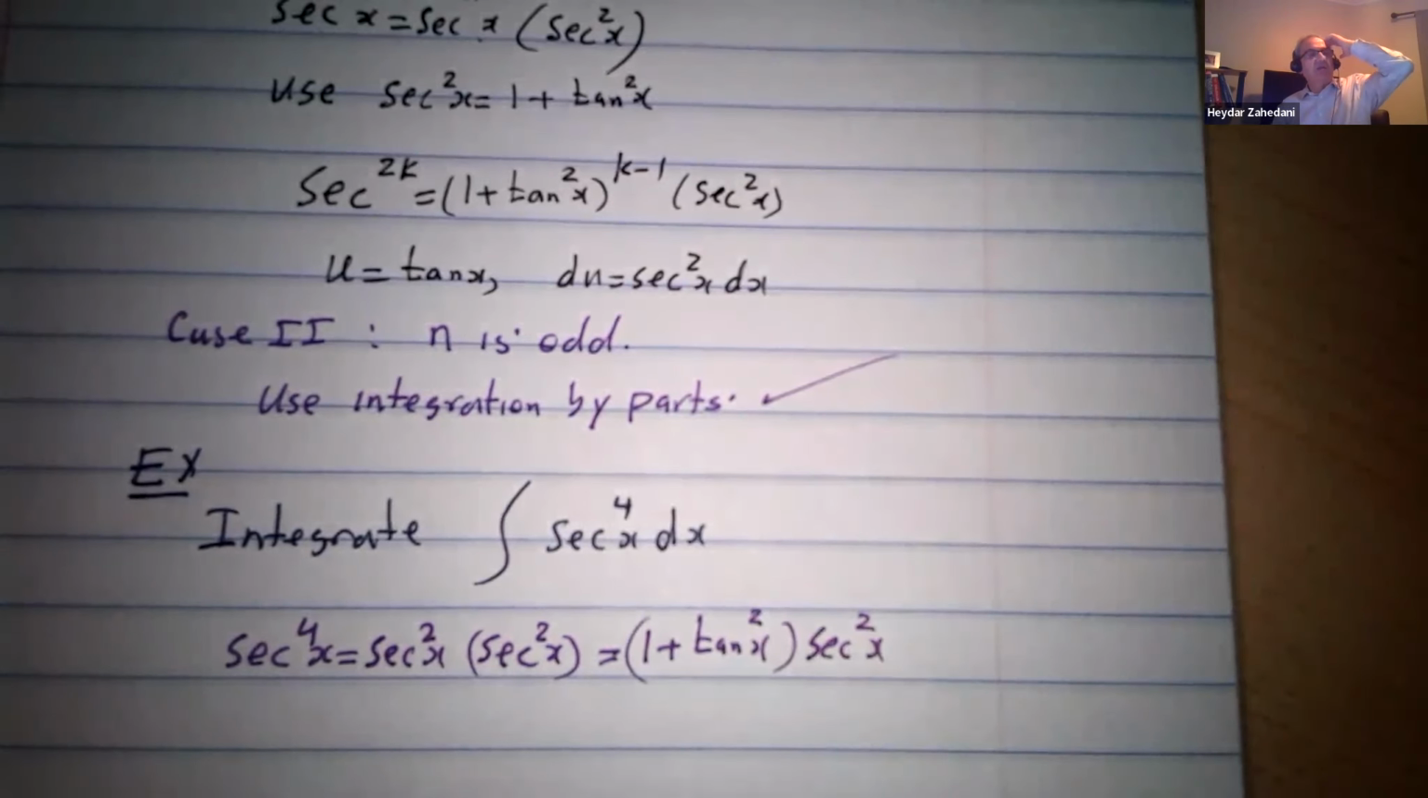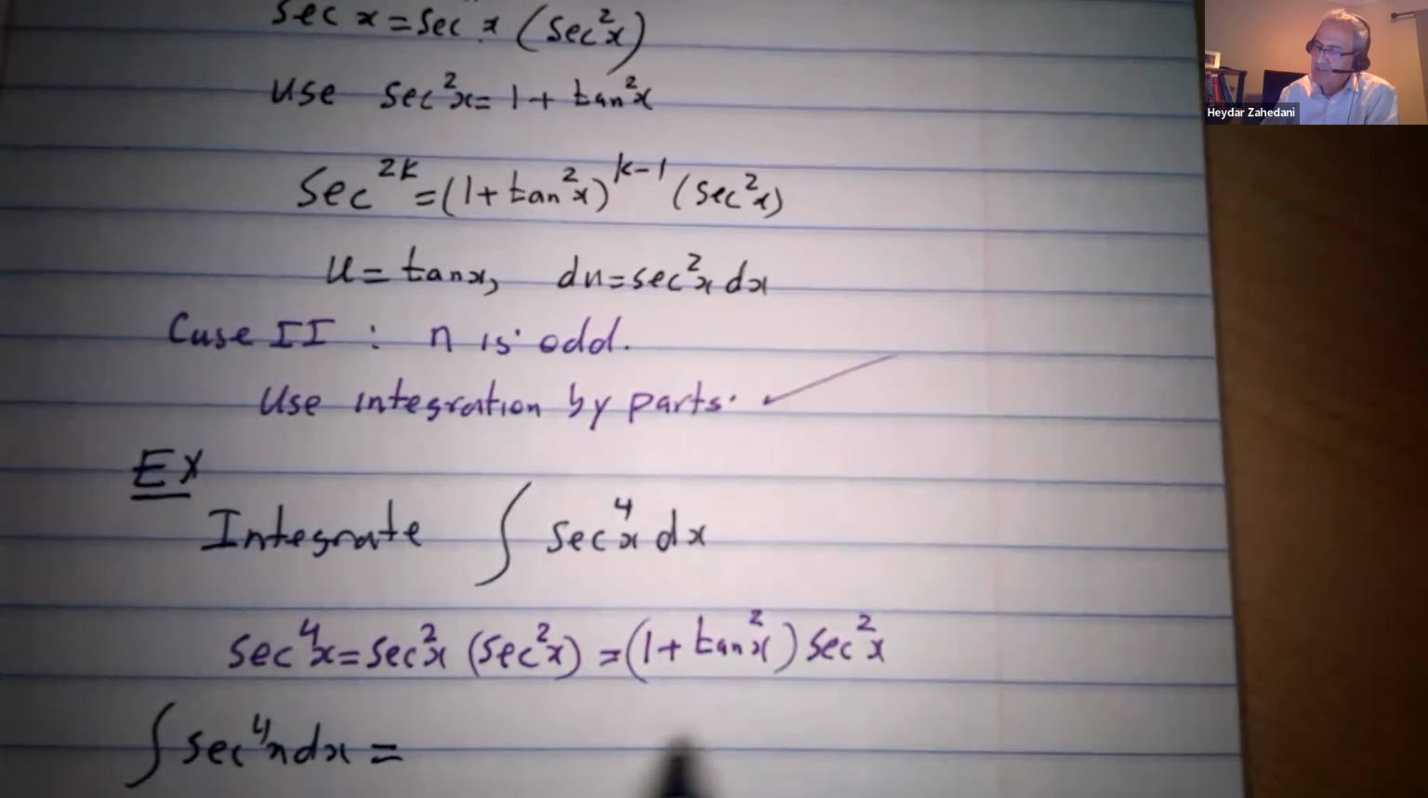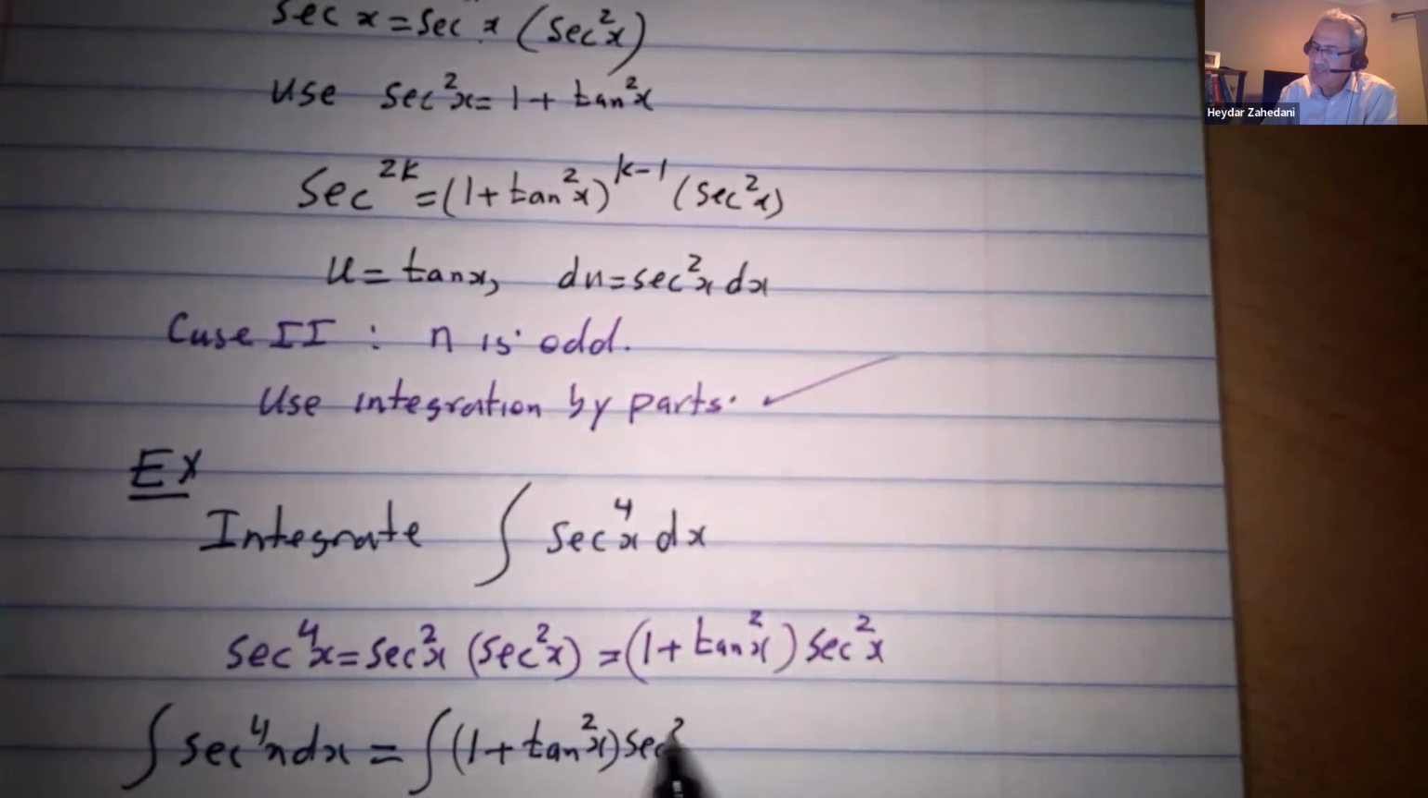Okay, u prime, you take the u with the tangent, u prime would be secant squared, then you'll be able to do it right away. So the original one was secant to the fourth of x dx. That's originally. So we change it into what? 1 plus tan square of x times secant square of x dx.